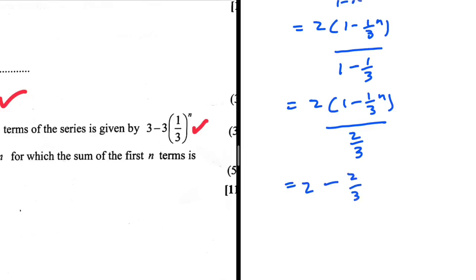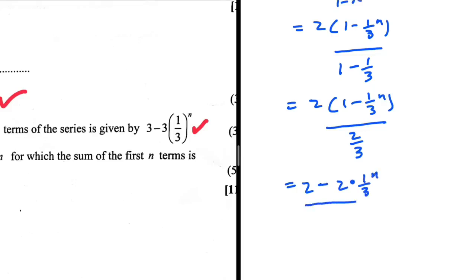Oh, wait a minute. That is incorrect. When you multiply 2 by 1 over 3 to the power n, the 2 just becomes a coefficient of 1 over 3 to the power n. We don't say 2 over 3. So this is going to be 2 minus 2 multiplied by 1 over 3 to the power n.